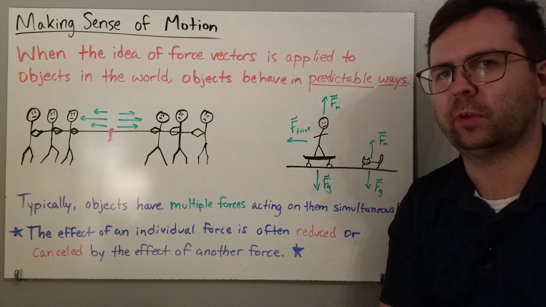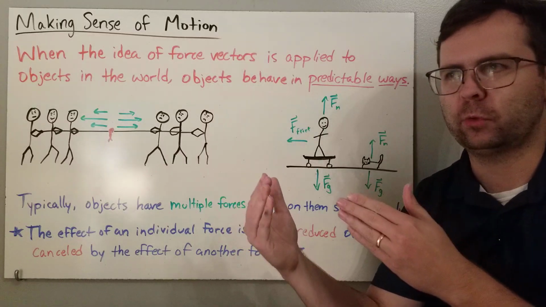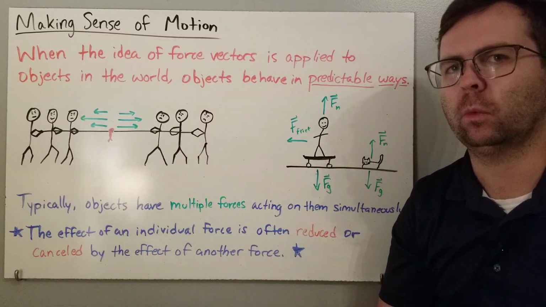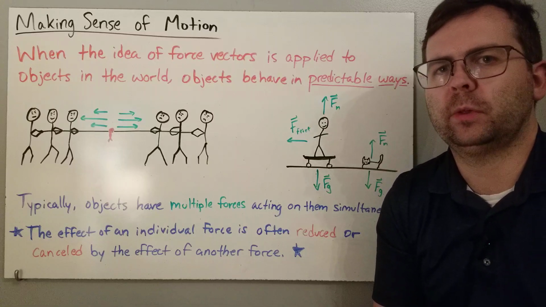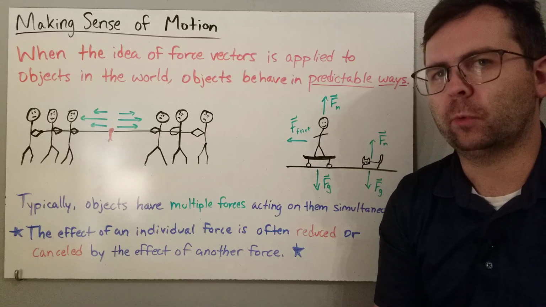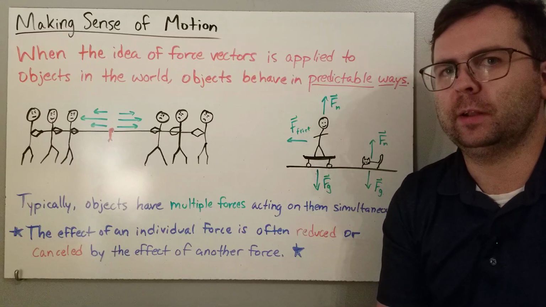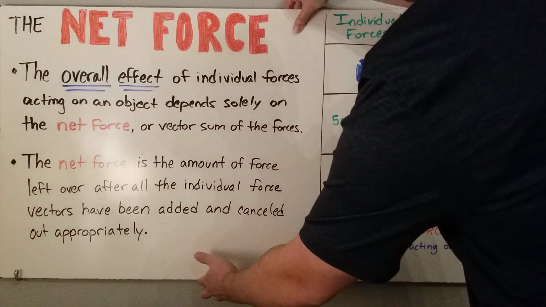When you have multiple forces acting, one of the forces might be reduced by another force going against it. In the case of the tug of war, you might end up having all six forces balancing out completely, and you have no movement whatsoever. Or maybe one of the forces edges out the other five, and it starts to accelerate. So, the idea behind all of this is something called the net force.